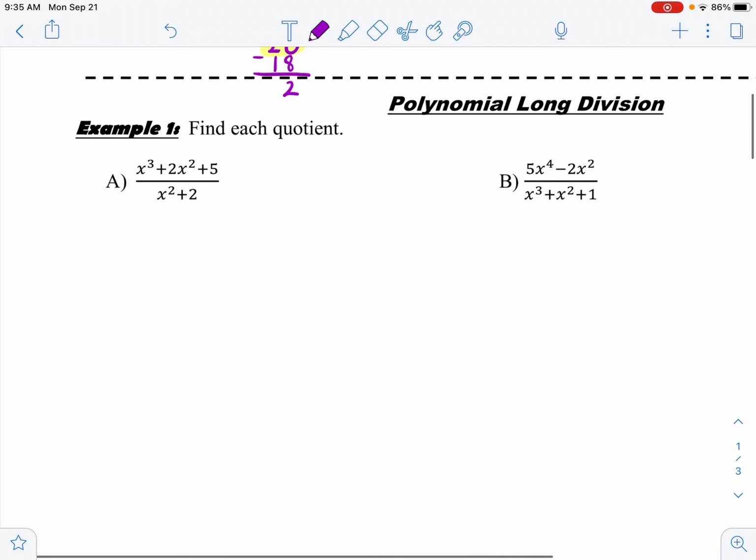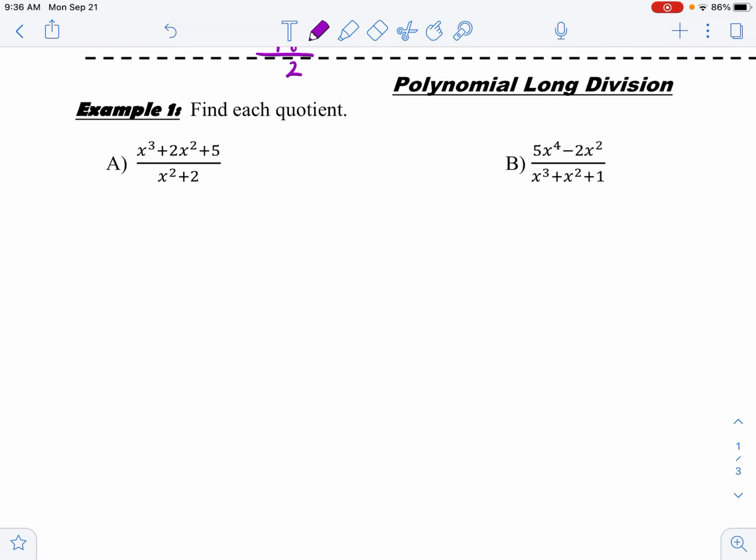Okay, now let's move on to polynomial long division. Find each quotient. So we're going to start off by writing this so it looks like long division. Right now it looks like a fraction. Okay, so I'm going to start by writing this underneath my little L. If there's a term that's missing, I'm going to put a placeholder. So if you look at what I'm talking about, you have an x cubed, you have an x squared, and then you have a constant.